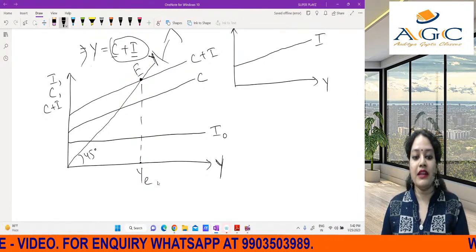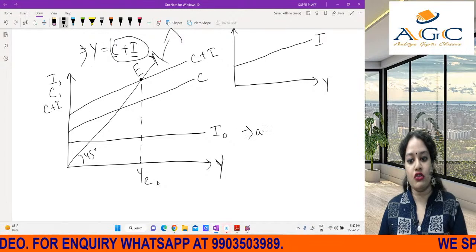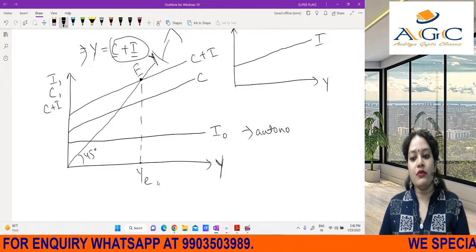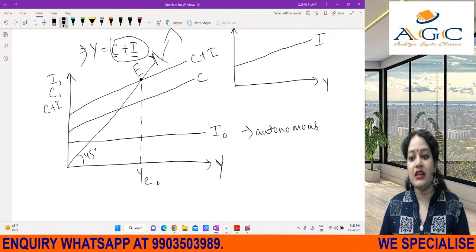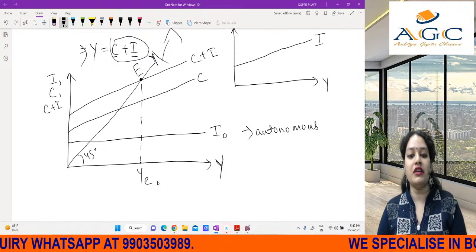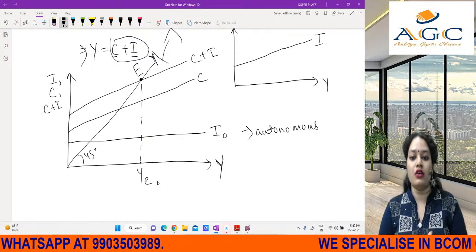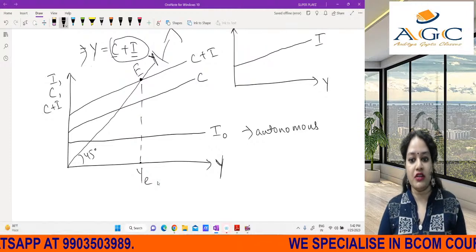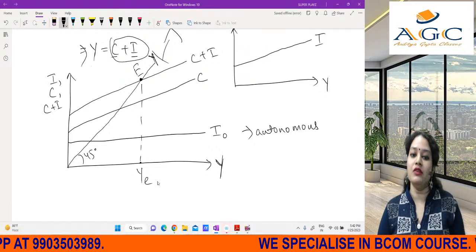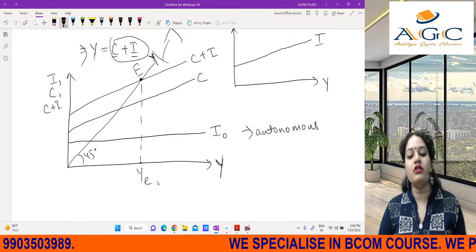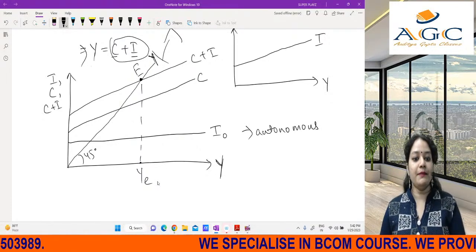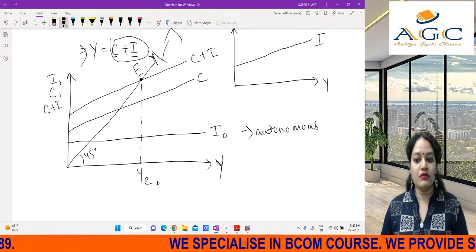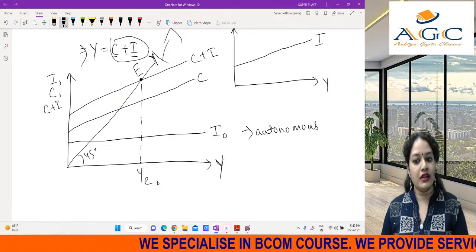Now, your investment line, I have assumed that this is your autonomous investment. In your question, it will be given, you have to draw autonomous or induced. Whatever is given, you have to do accordingly. But if nothing is written, you can draw either autonomous or induced. Okay? So I have assumed it to be an autonomous investment, so I have drawn that line.